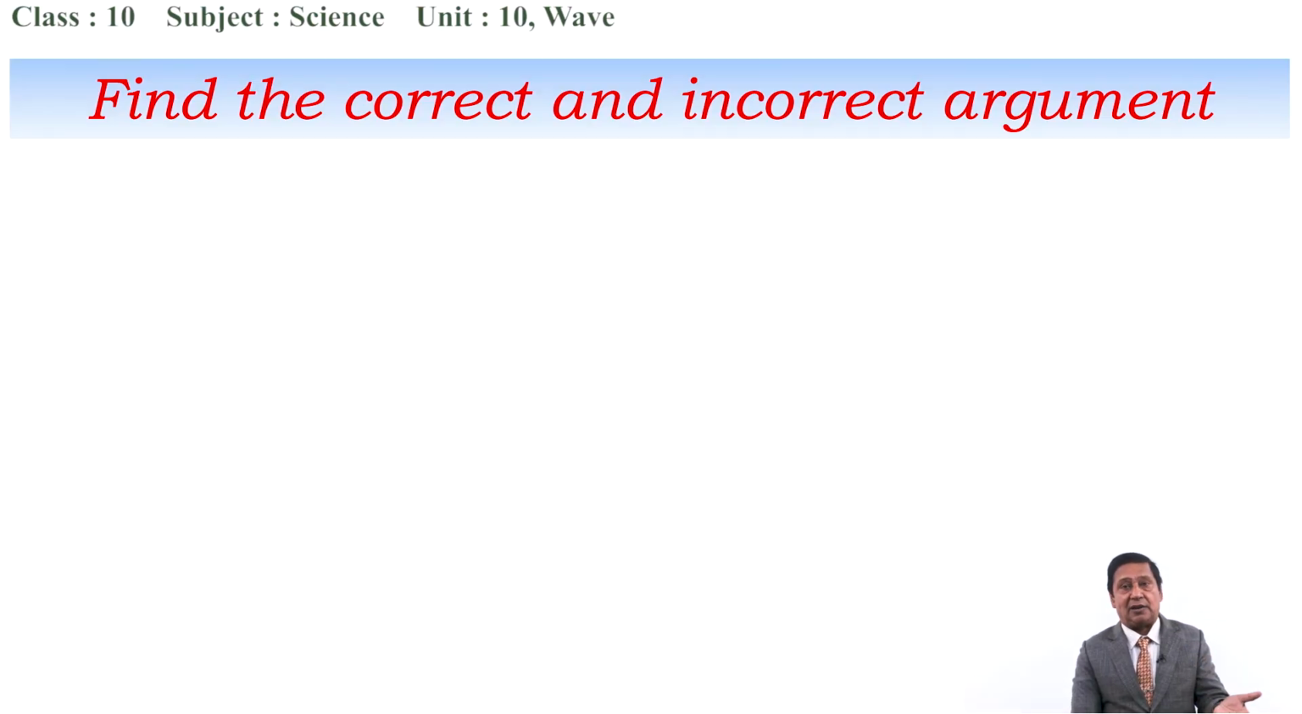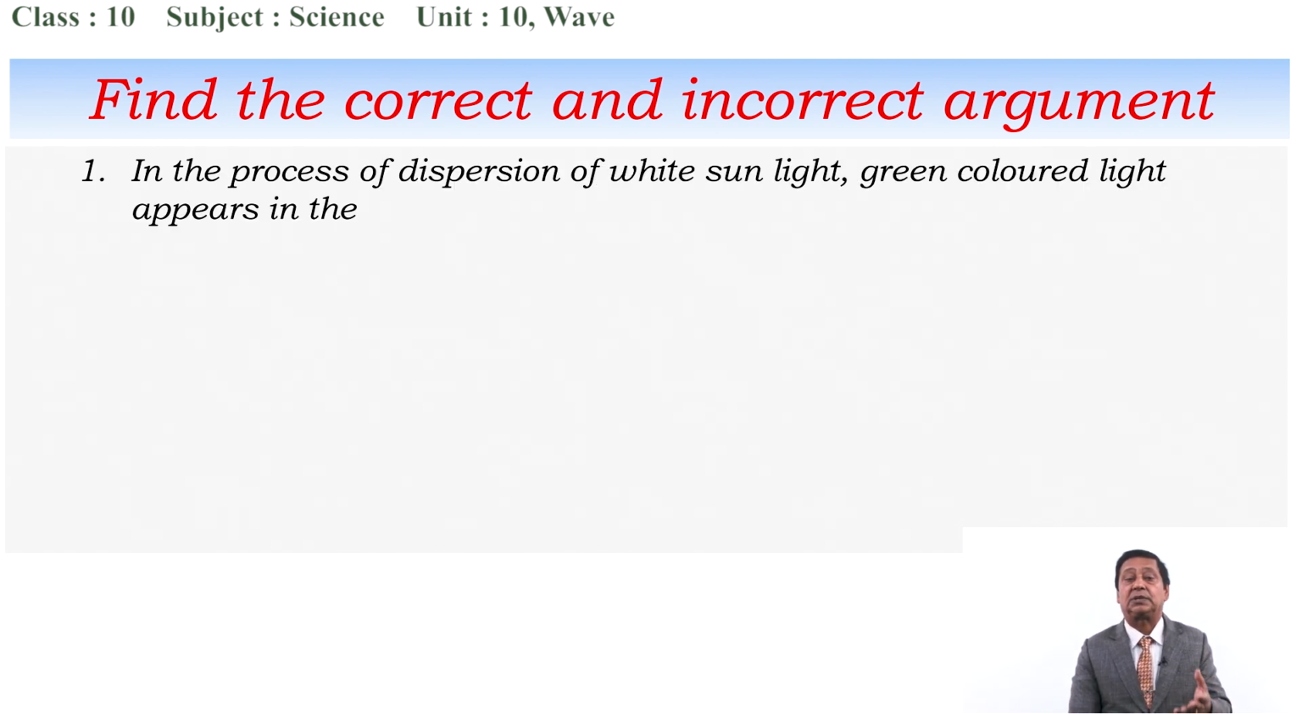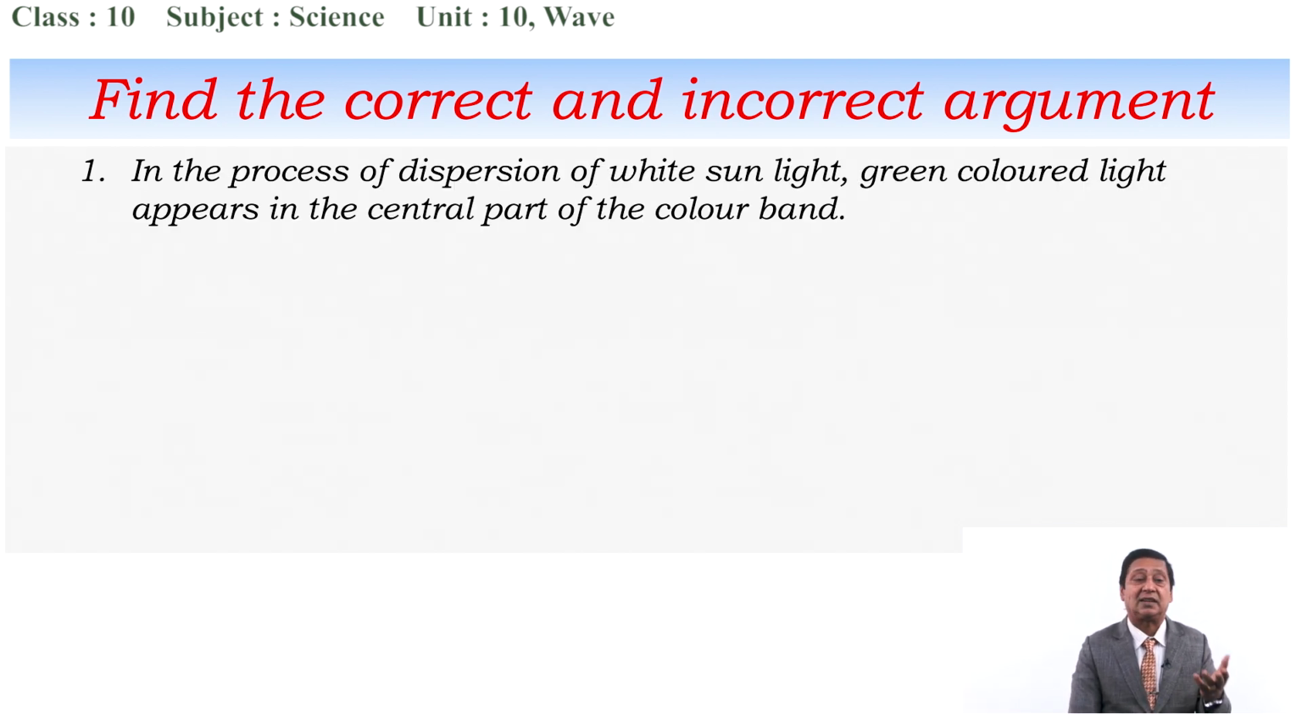Okay, let's have another question also. Find the correct and incorrect argument. Here we have some arguments. We have to decide which argument is correct, which one is incorrect. Number 1. In the process of dispersion of white sunlight, green colored light appears in the central part of the color band. What do you think? Correct or incorrect? I don't know now. I'll tell you later.